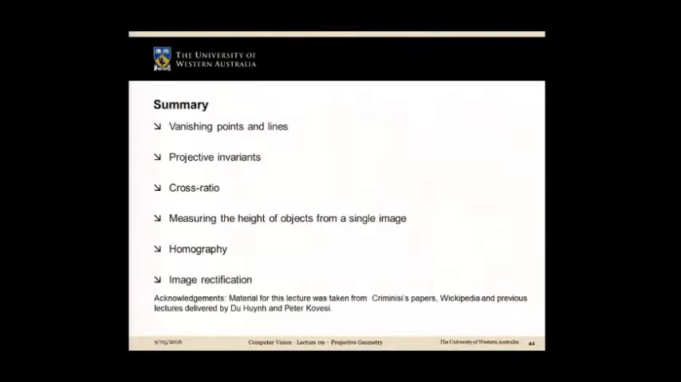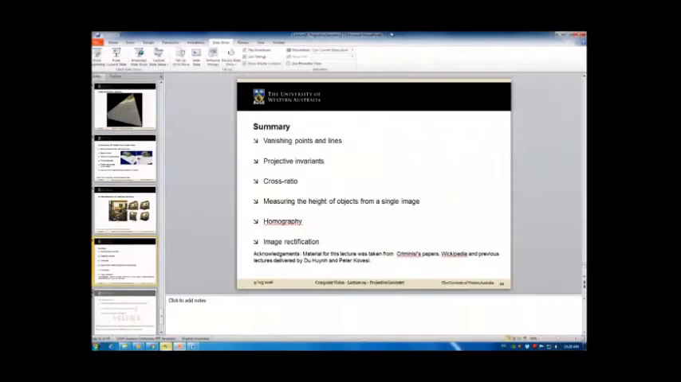Okay, so that brings us to the end of the lecture. We discussed vanishing points and lines, projective invariance, and cross ratio. We discussed how to use these vanishing points to calculate the height of an object in a single image. Then we discussed homography and image rectification. Image rectification can help you recover some information about the geometry of an image. Before stopping here, I have one short video demo to discuss.